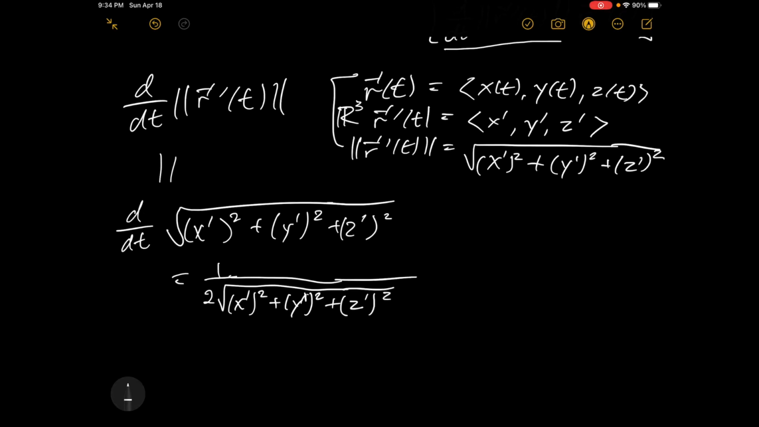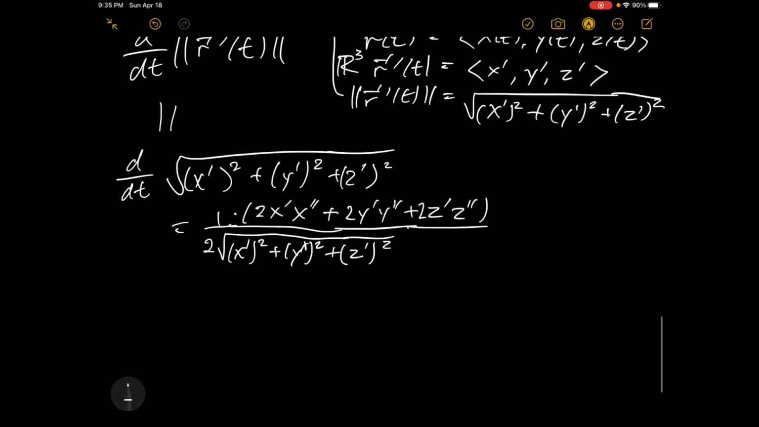But of course, we're not done, because there's some stuff inside the square root, so we need to use the chain rule and multiply each component. The derivative of x prime squared is going to be 2 times x prime. However, there is an x prime inside of that parenthesis, so we need to use the chain rule again and multiply by x double prime, where x double prime is the second derivative of x of t. And you do the same thing for y and z, so 2 y prime times y double prime plus 2 times z prime times z double prime.